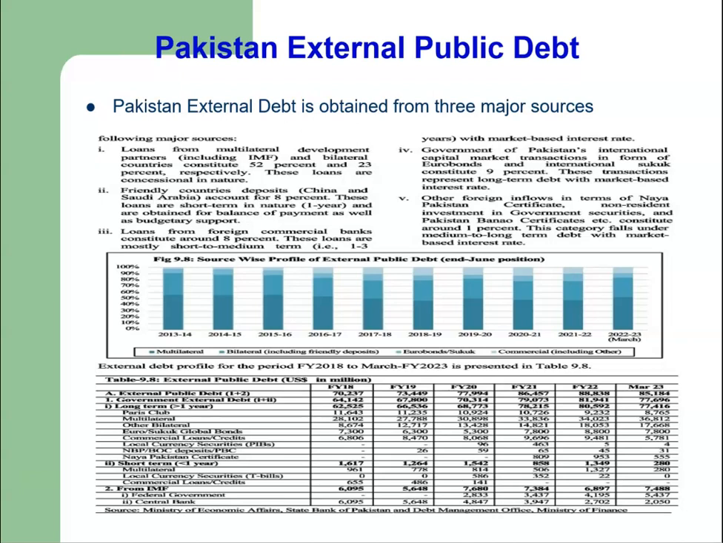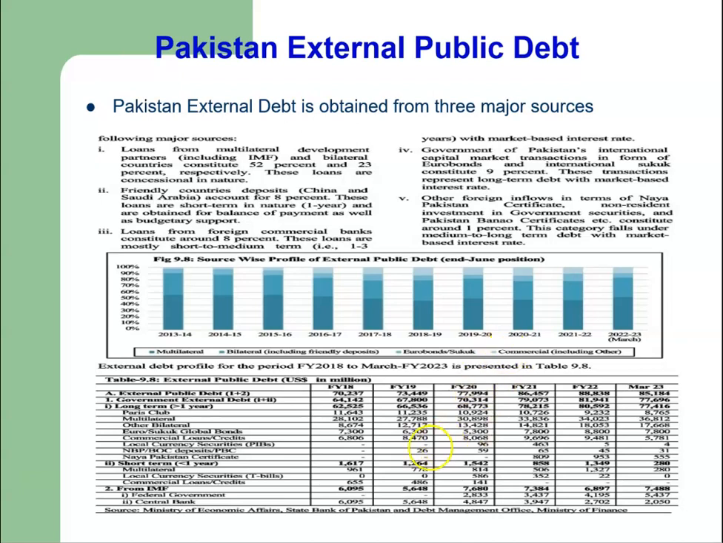The second source of Pakistan external debt is from friendly countries including China and Saudi Arabia, and these constitute 8% of Pakistan external debt. The third source of Pakistan external debt is loans from foreign commercial banks, which constitute around 8%. These loans are mostly short to medium term.